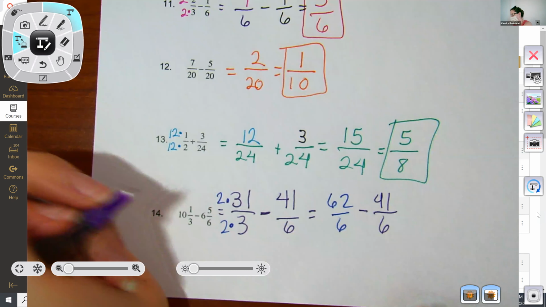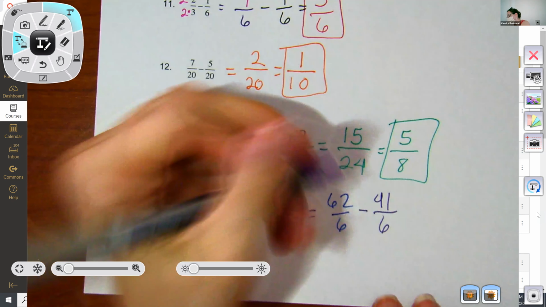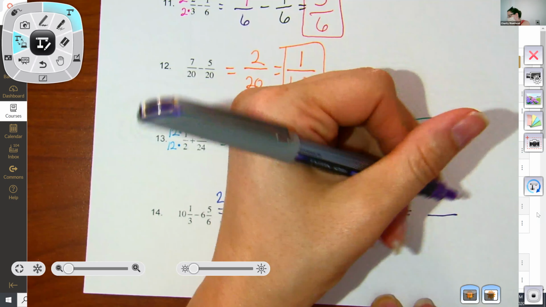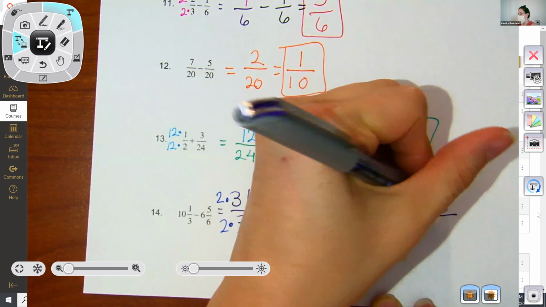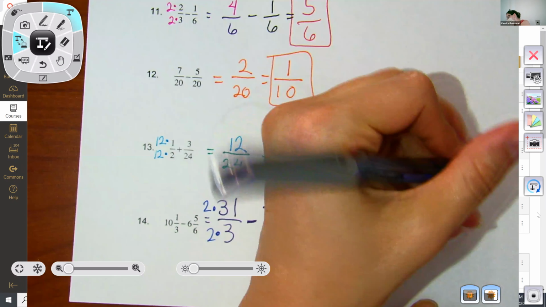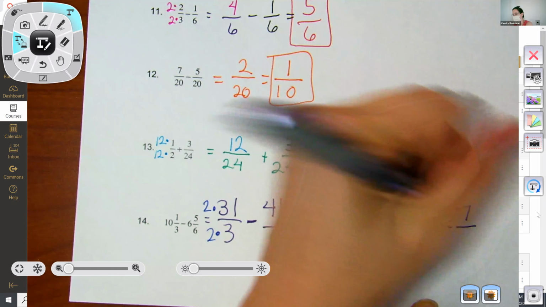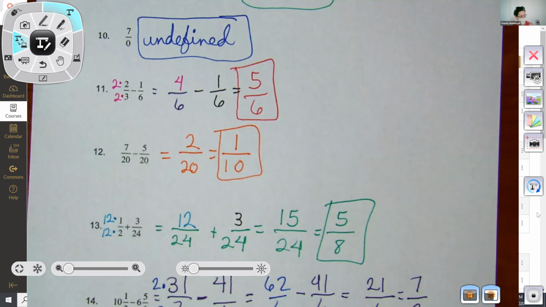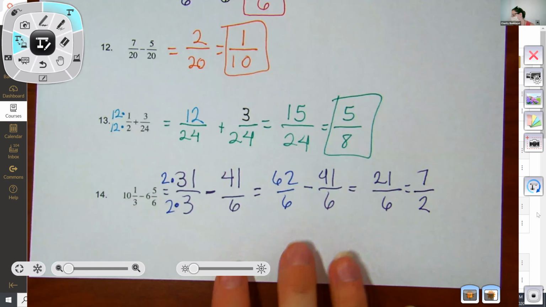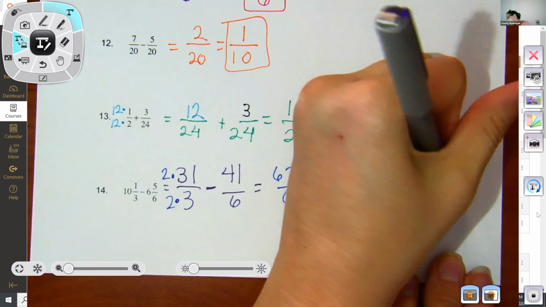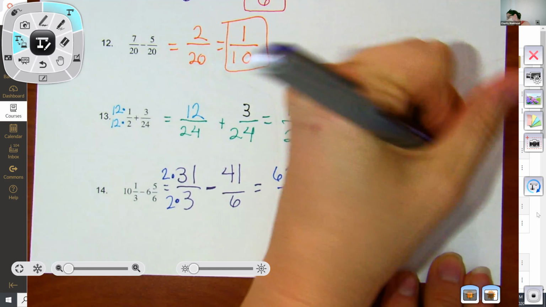All right. So 62 minus 41 is 21. So 21 over 6. We can actually reduce that by 3s. 3 goes into 21 7 times. 3 goes into 6 2 times. So 7 over 2. So if they tell you that an improper fraction is an acceptable answer, then we can leave it like that. Or if we wanted to change it to a mixed number, 2 goes into 7 3 times with 1 left over, so it's 3 and 1/2.